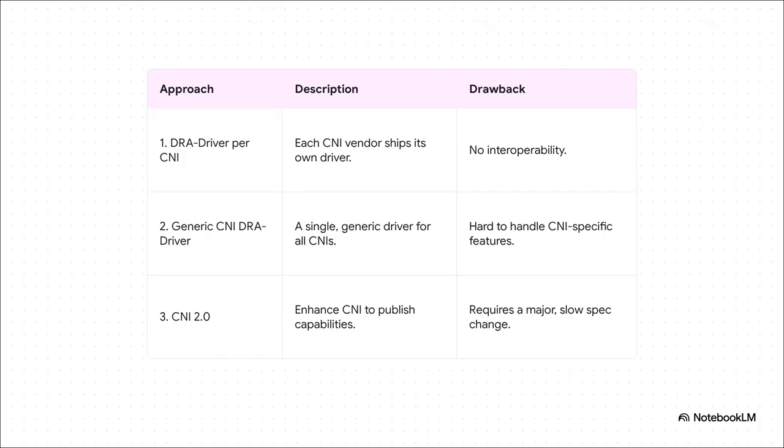The third and most ambitious approach is CNI 2.0, which means fundamentally changing the CNI specification itself to include all of these advanced allocation concepts. This is the architecturally purest solution, but the drawback is enormous. Evolving a core, widely adopted standard like CNI is a monumental undertaking.